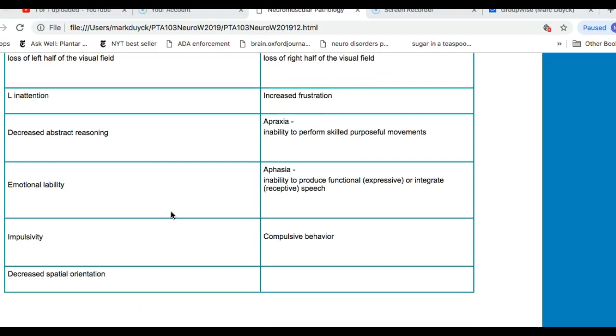Emotionally labile, that's just not having the filter that we have which prevents us from saying things that are inappropriate or potentially upsetting to other people. Impulsivity, that could involve not locking the wheelchair brakes or standing up even though it's unsafe.